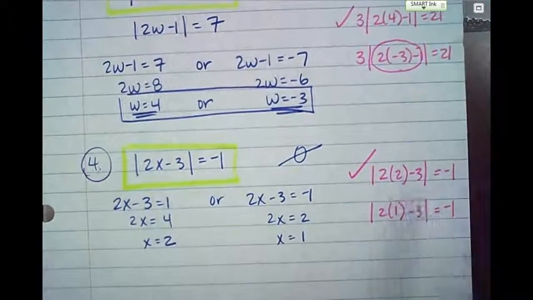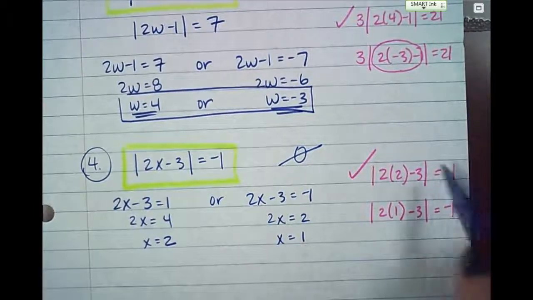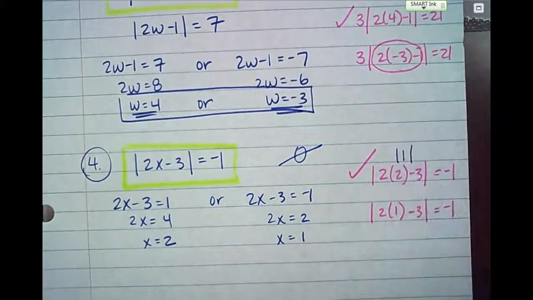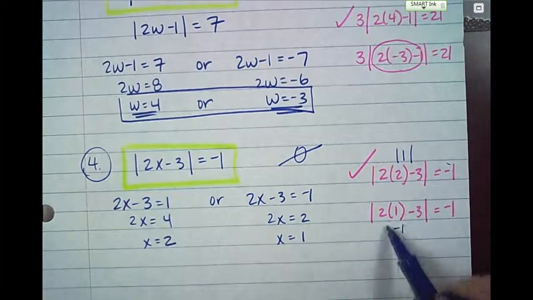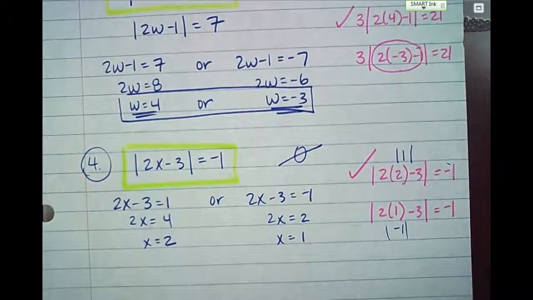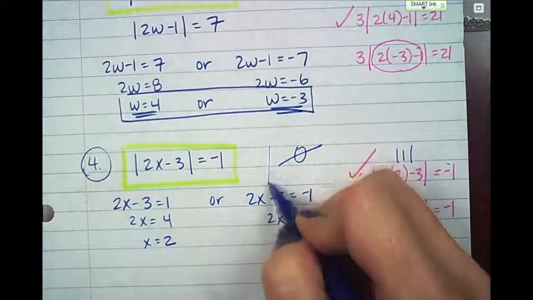Okay, let's check the first one. What's 4 minus 3? 1. What's the absolute value of 1? 1, not -1. Now plug in 1. 2 minus 3 is -1. What's the absolute value of -1? It's 1, not -1. You see it? So that's why the answer to this is no solution.